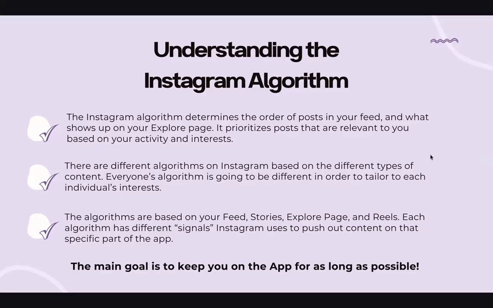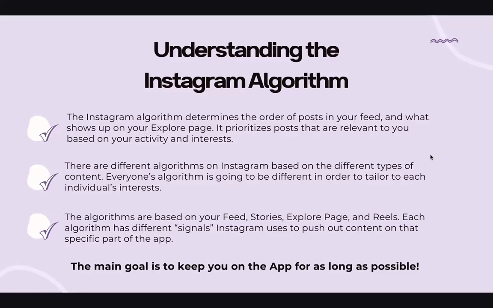Okay. There are different algorithms on Instagram based on the different types of content, right? So we have the main feed, which is when you're on Instagram, you're on that little home icon. That is your main feed, okay? You have your Reels feed, you have your Explore feed, okay? Those are the different algorithms that are on this Instagram app. Oh, and the Stories one too, okay? So there's four total.